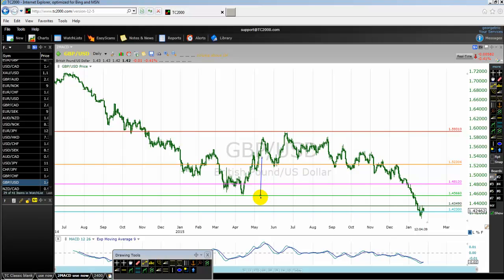Market geometry, you see, the bigger channel. I'm talking about this channel here. This is the width of the channel between the red and the green. Now the price is out of that channel. So what is happening here?